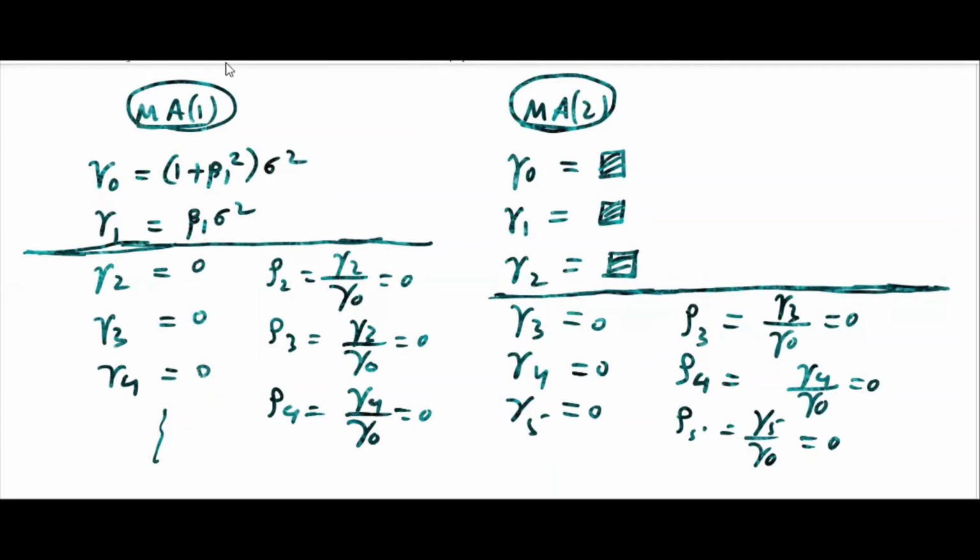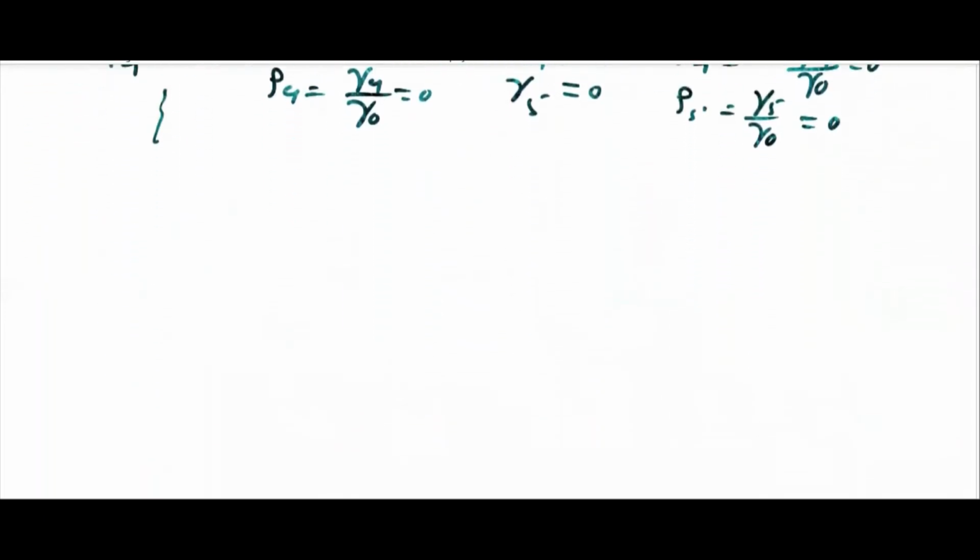Okay, so now find at least row 1 here. If you divide these two, you will get row 1. Row 1 will be, if you cancel sigma square on both sides, beta 1 divided by 1 plus beta 1 square. This is what you need to remember, and this is very important.